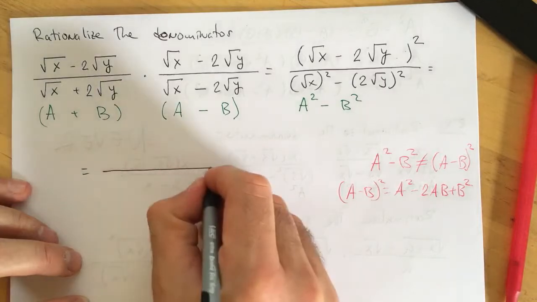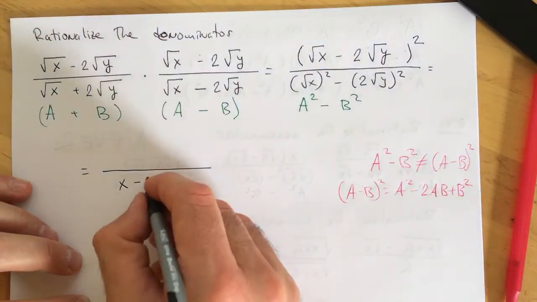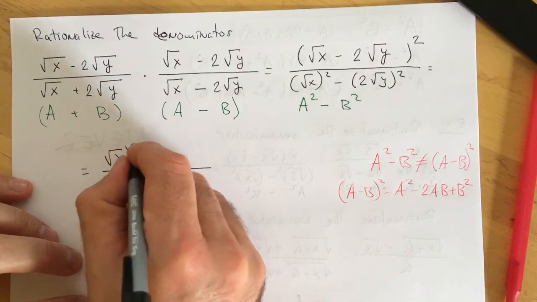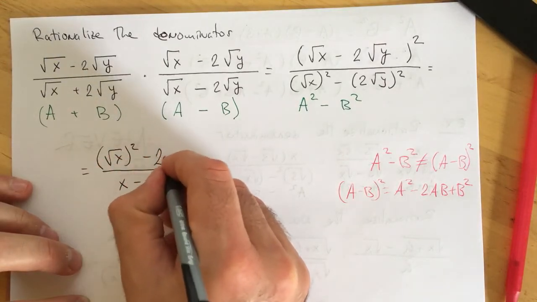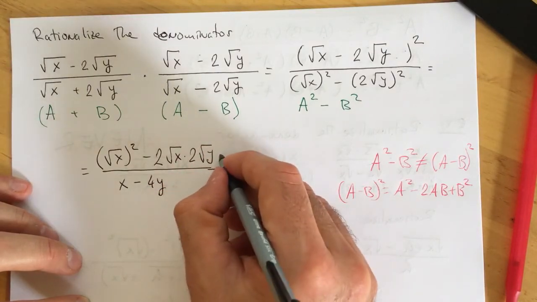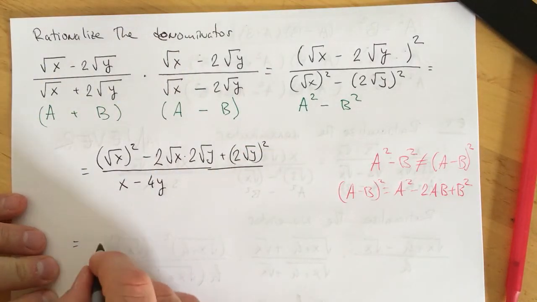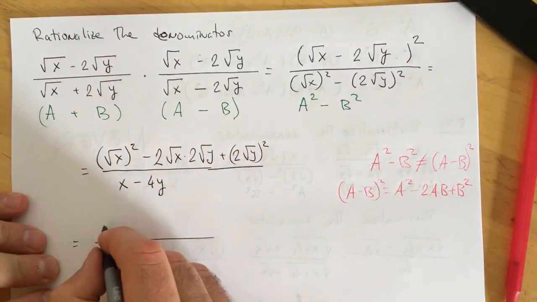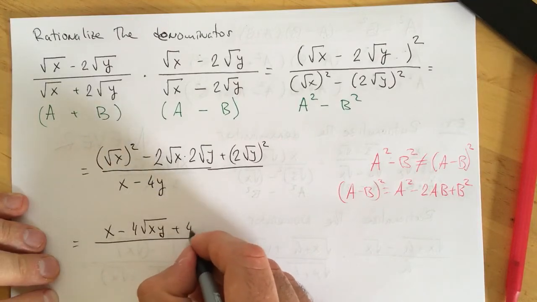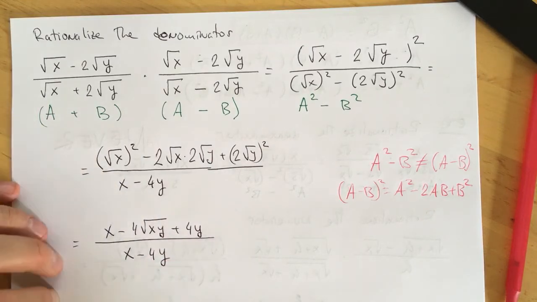Okay? So the denominator is simple. That's x minus 2 squared is 4y. And in the numerator I have square root of x squared minus 2 times square root of x times 2 square root of y plus 2 times square root of y squared. And as you can see, I cannot cancel the numerator and the denominator. This is x minus 4 times square root of xy plus 4y divided by x minus 4y.